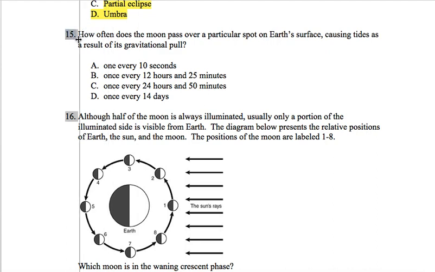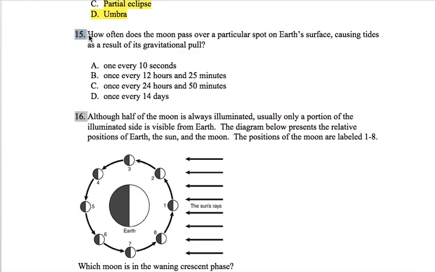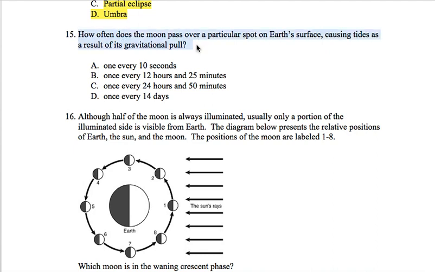Number 15. How often does the moon pass over a particular spot on Earth's surface, causing tides as a result of its gravitational pull? A. 1 every 10 seconds. B. Once every 12 hours and 25 minutes. C. Once every 24 hours and 50 minutes. D. Once every 14 days.